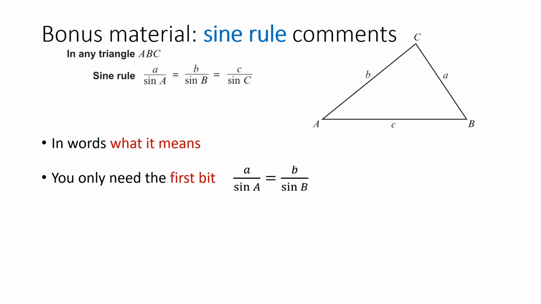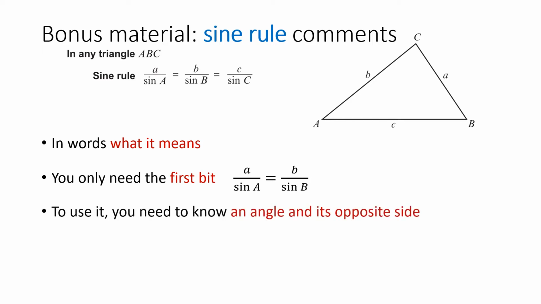So we could know two of the angles and a side, or we could know two of the sides and an angle. But in either case, in order to be able to use the sine rule, you're going to need to have an angle you know opposite a side you know. So if you don't have that, you can't use the sine rule.